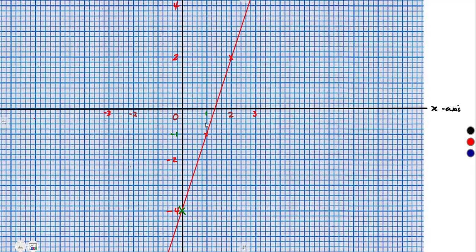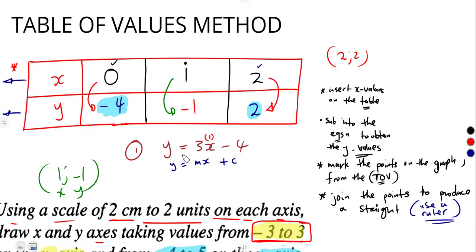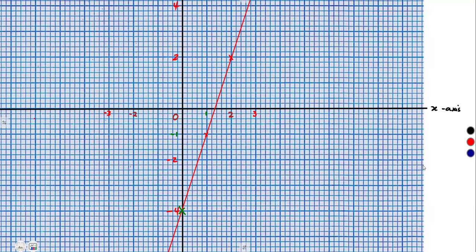So you have this straight line and you must write down its equation. What is the name of the line? The name is the equation. That is y is equal to what? y is equal to 3x minus 4. You write down the equation. y is equal to 3x minus what? Minus 4. Just like that.